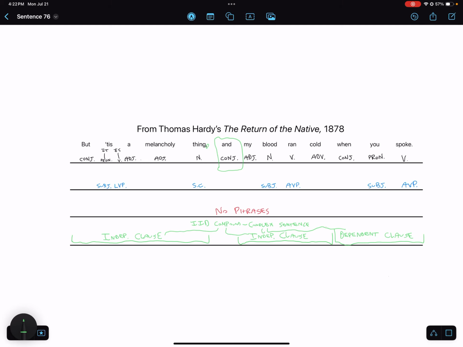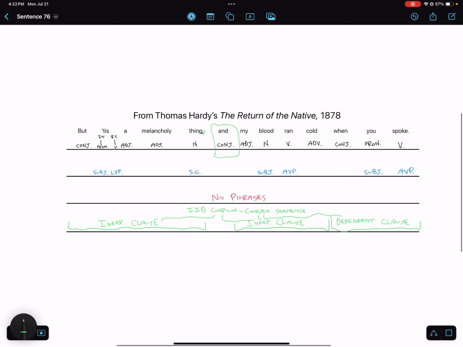And with that, we've successfully analyzed this sentence from Thomas Hardy's The Return of the Native, published 1878. That was quite an interesting journey. We got to see a sentence with three different clauses, three different subject-predicate pairs. No phrases, but yeah, that was quite interesting.